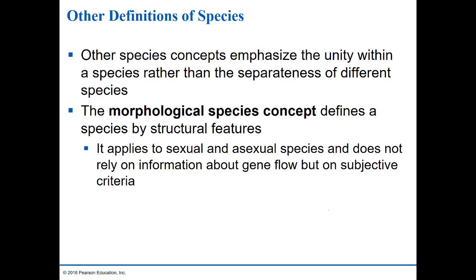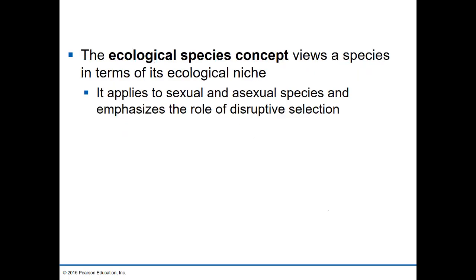One would be the morphological species concept, and this defines species by structural features. We could apply this to sexual and asexual species. It doesn't look at gene flow. It could also potentially be utilized with fossil records. The ecological species concept views a species in terms of its ecological niche, and it applies to both sexual and asexual species and emphasizes the role of disruptive selection.